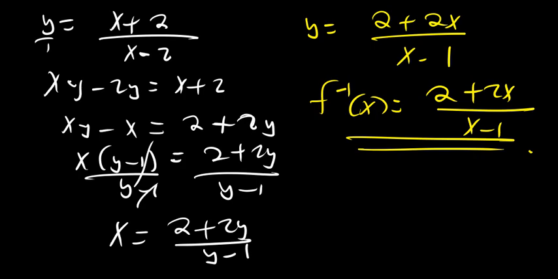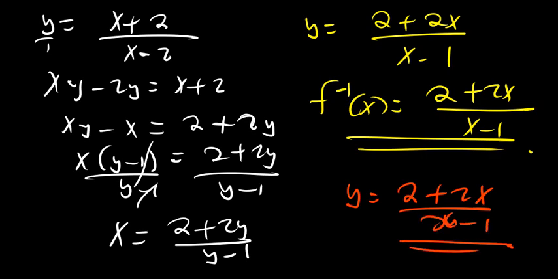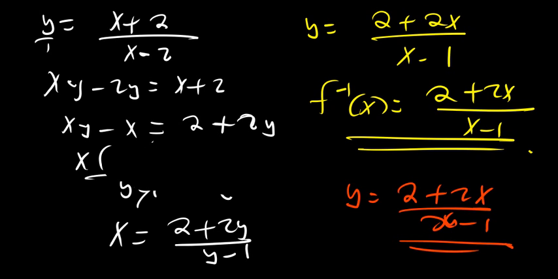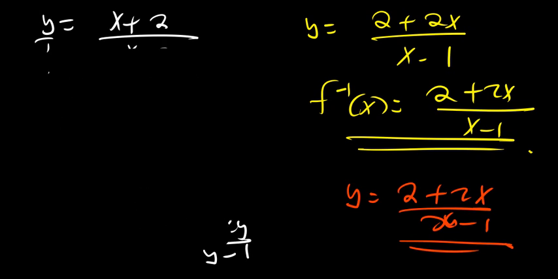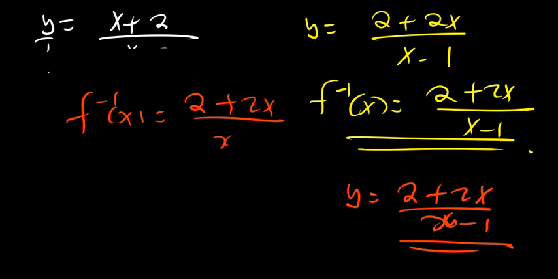Okay, so then what I'm going to do here is I'm just going to interchange them now. Where there is x, put y. If you want, you can do it in advance, or then here it will be x minus 1. That's the inverse. So you say therefore the inverse of f of x will be equal to (2 plus 2x) divided by (x minus 1). That's the inverse.